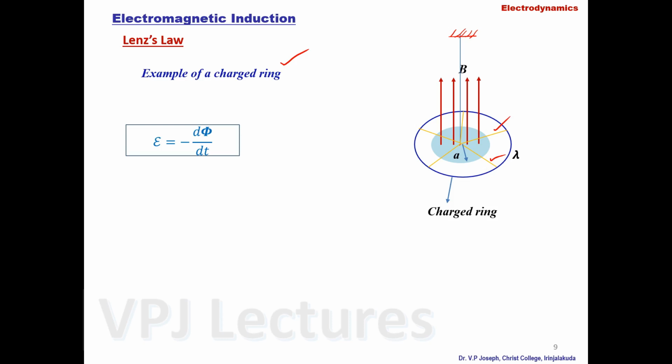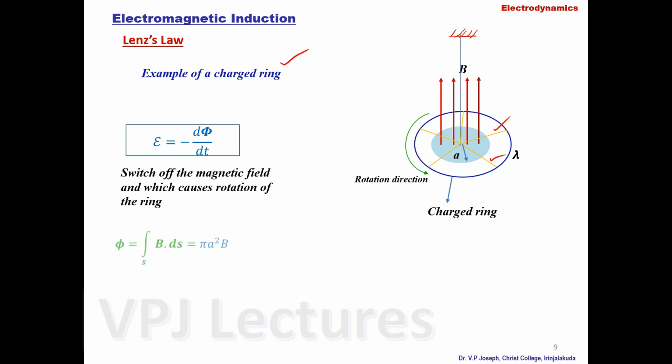Suppose we suddenly switch off the magnetic field. What happens? It causes a rotation of the ring in this direction. How is it happening? Suddenly decreasing means the magnetic field is decreasing, so the ring tends to regain the situation by producing a current. The direction of the current needed is like shown by this arrow mark, so the charges on the conductor begin to flow in that direction.